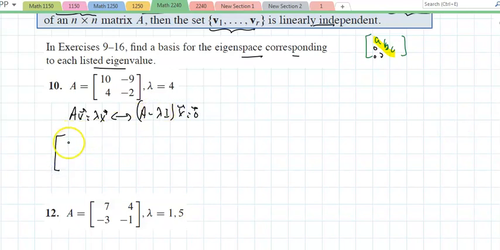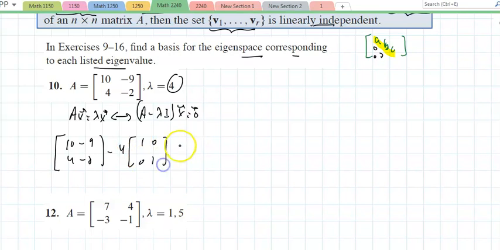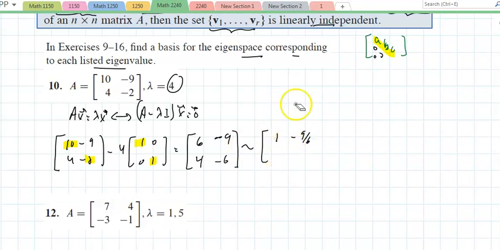A minus lambda I: 10, negative 9, 4, negative 2, minus lambda, where lambda is 4, times I, 1, 0, 0, 1. And that's going to be 10 minus 4, a 6. Negative 9 minus 0, that's a negative 9. 4, that's a 4. So the only terms that get affected are those two. And negative 2 minus 4 is a negative 6, right? So we're trying to solve that. And if we reduce this, that turns out to be 1, negative 9 over 6, actually here.